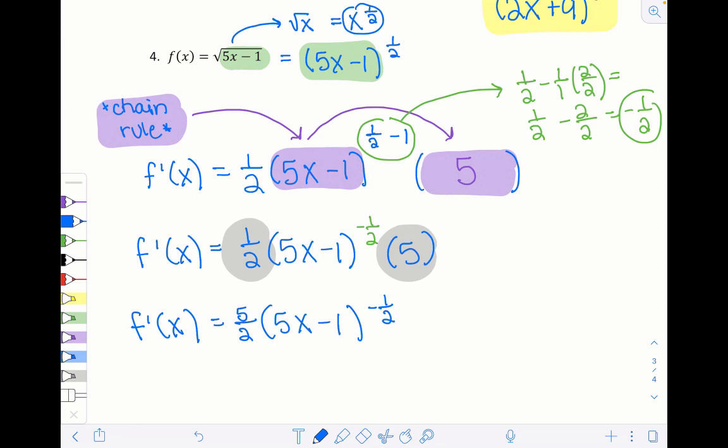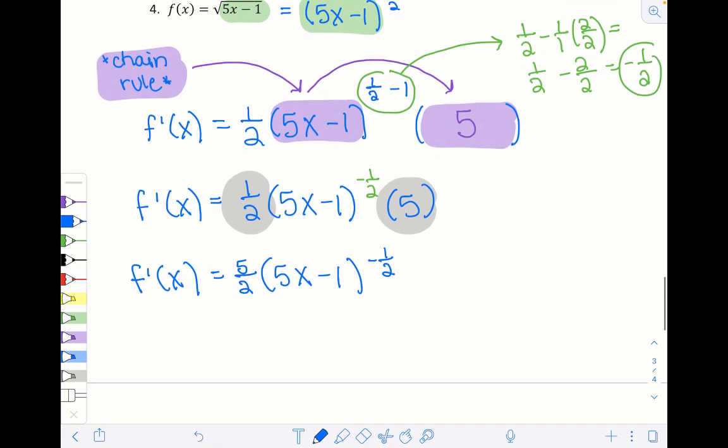So now if I go a little bit further in terms of how to write my final answer, I could get it to be with only a positive exponent and no longer a fractional exponent. So first I'm going to take care of the negative exponent and rewrite that as 5 over 2 times (5x minus 1) to the positive 1/2. And then changing that to a square root, it would be 5 over 2 times the square root of 5x minus 1. And that's the final answer.